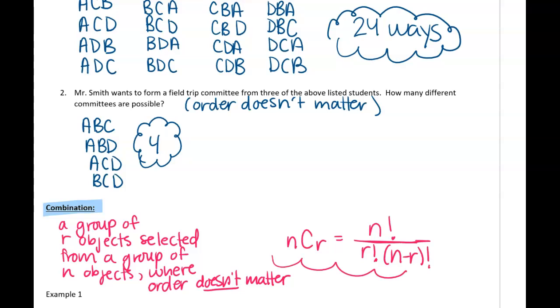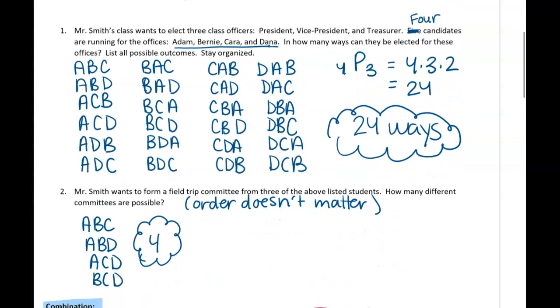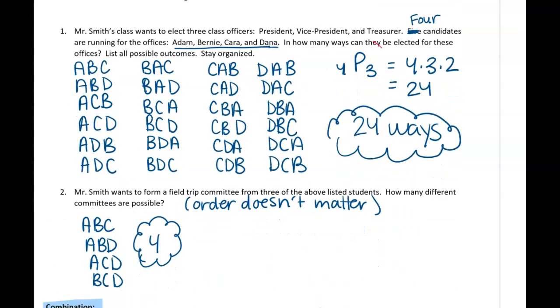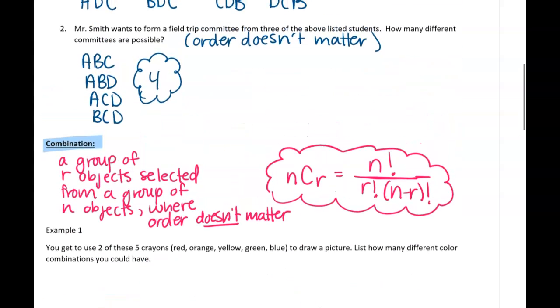Okay? I'll tell you right now, there's no nice shortcut. Remember how for permutations, like for 4P3 here, you could do 4 factorial over 4 minus 3 factorial. You could do 4 times 3 times 2. There's not like a fancy shortcut here. You just use the formula or put it in your calculator, or you make a list.